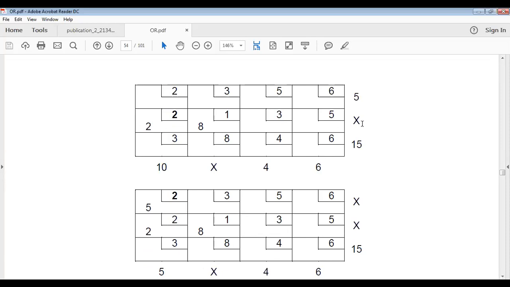2 and 8 are already balanced, horizontally balanced, vertically balanced. Therefore, this row and this column do not exist. But there is no balance here.